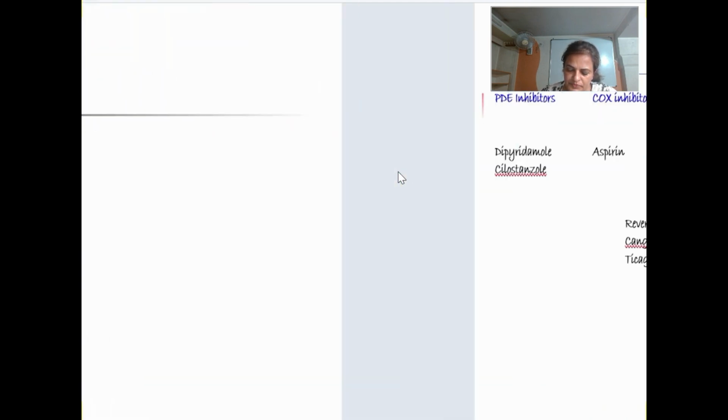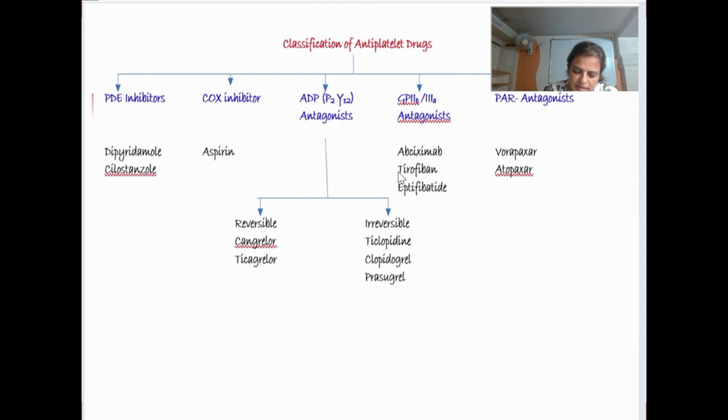Now coming to the next group of drugs, that is ADP or P2Y12 antagonists. Here we have two groups of drugs, that is irreversible and reversible. Now what happens? Both irreversible and reversible are going to bind with the P2Y12 receptor, जो आपके ADP के receptor लगे on the surface of the platelet cell. Now the difference is here irreversible में आपका आता है ticlopidine, clopidogrel and prasugrel. Now all of them are prodrugs or inactive as such. Now they need the activation.